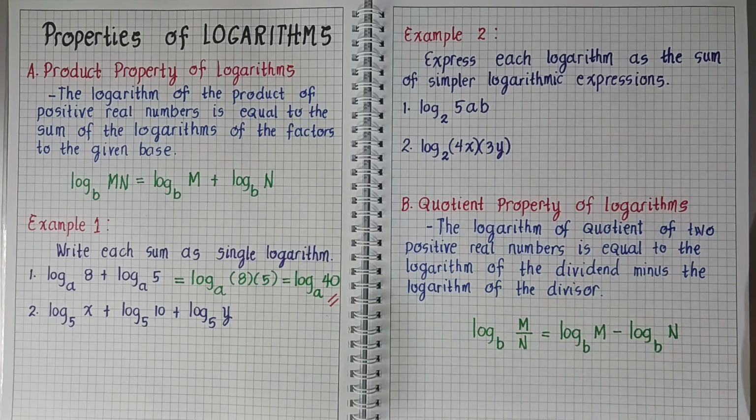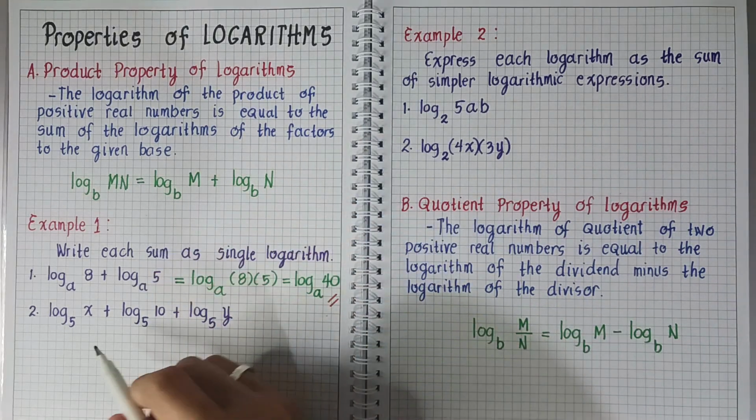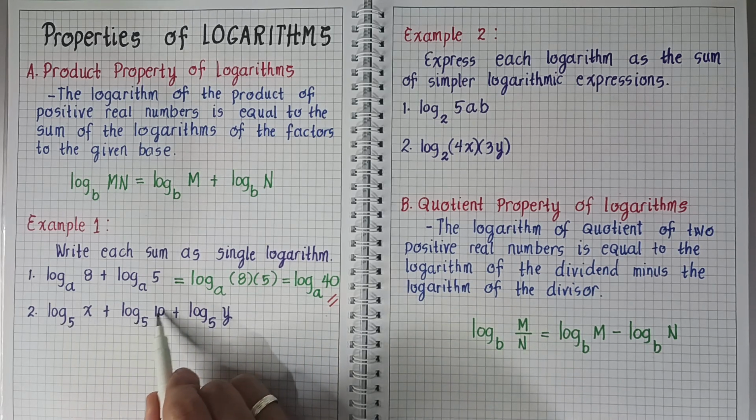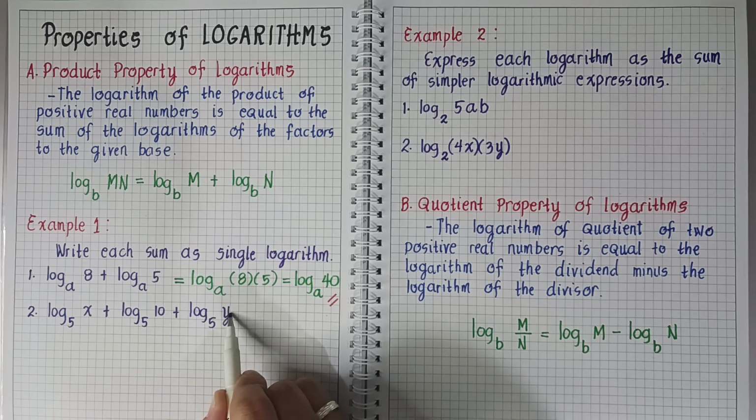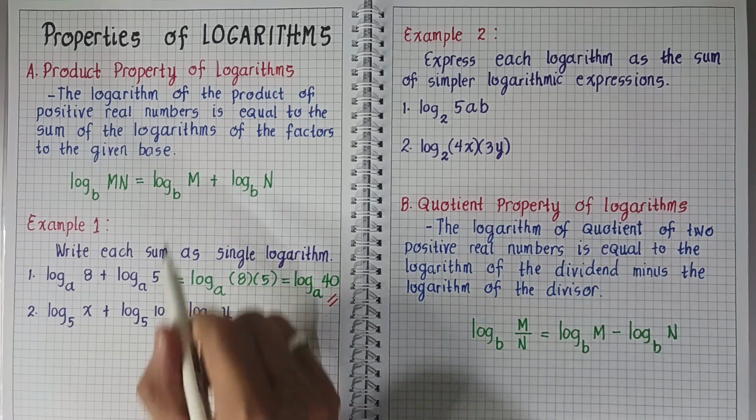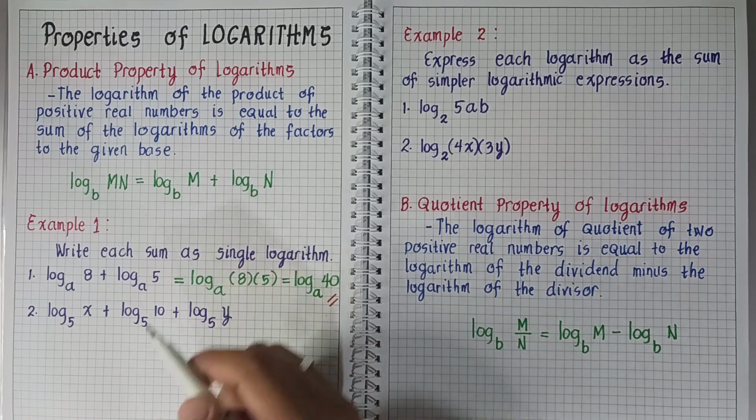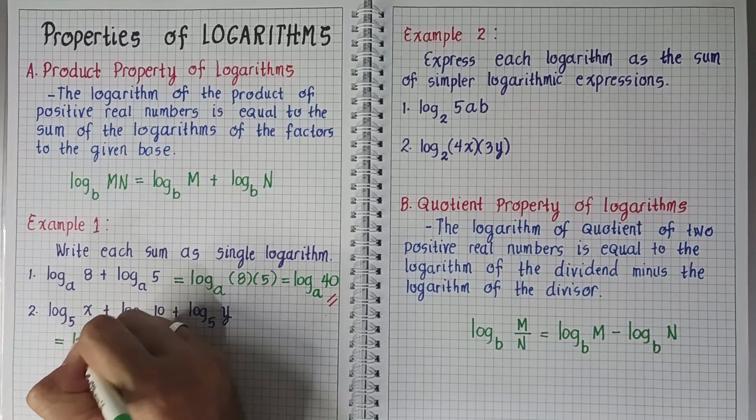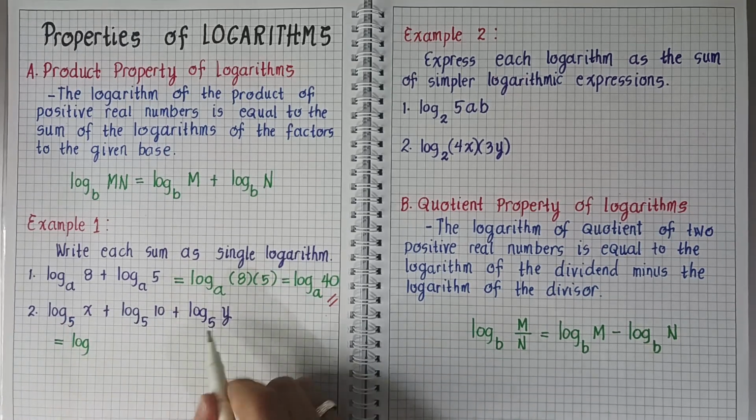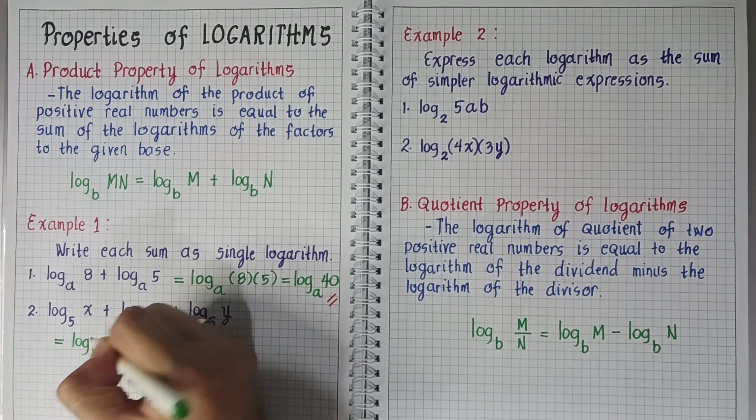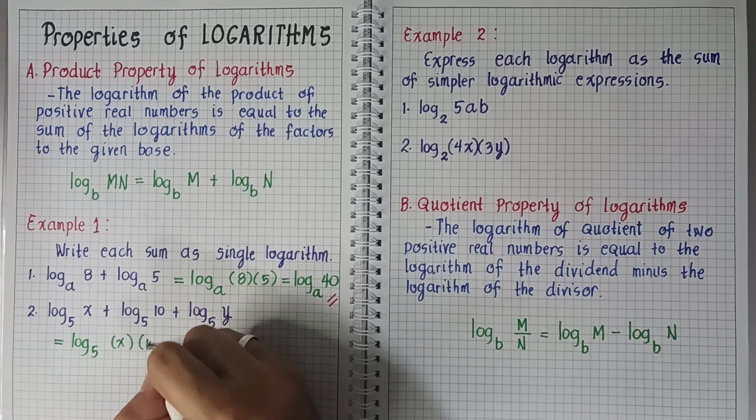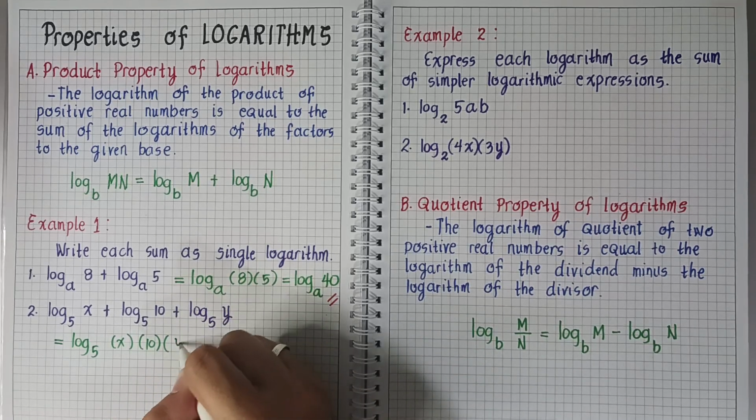Next, number 2. So, we have logarithm of x to the base 5 plus logarithm of 10 to the base 5 plus logarithm of y to the base 5. So, following this property, ito ay magiging, sulat ko rito guys, logarithm of, since same naman yung base na yan, sulat natin, and then x times 10 times y. Okay, nasundan ba ako guys?